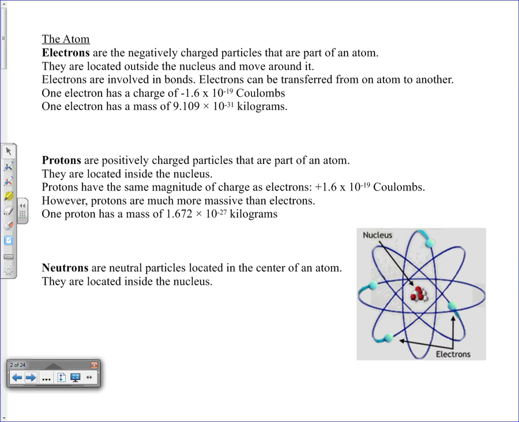1 electron has a charge of negative 1.6 times 10 to the negative 19th coulombs. 1 electron has a mass of 9.109 times 10 to the negative 31st kilograms. Both of these pieces of information will be given to you on the green sheet on the AP test. So you do not have to memorize them. However, you will need those pieces of information to solve many story problems.